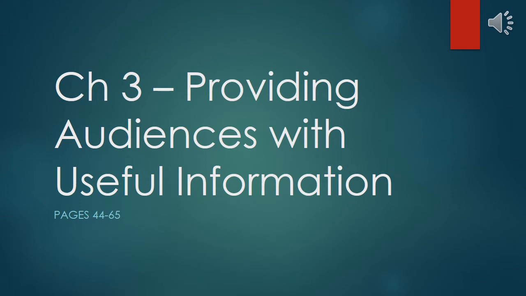Hey gang, and welcome to Chapter 3, Providing Audiences with Useful Information, found on pages 44 through 65 in your textbook. The main goal of this chapter is to develop the most effective ways to reach your audience, depending on your purpose, and being sure that your audience can actually use that information.